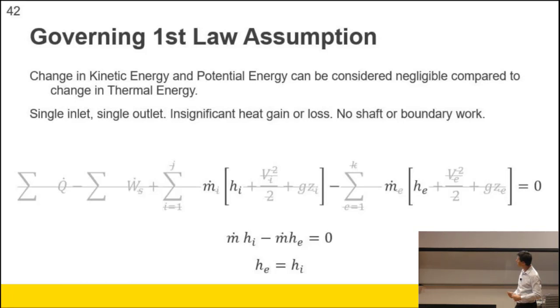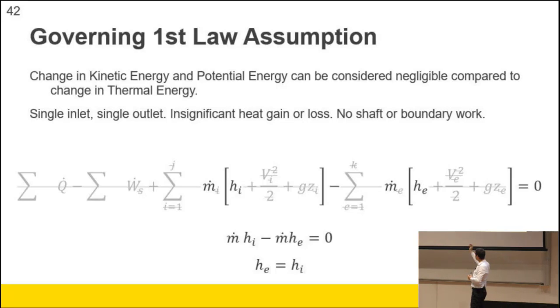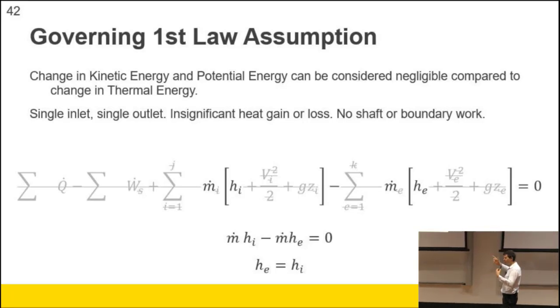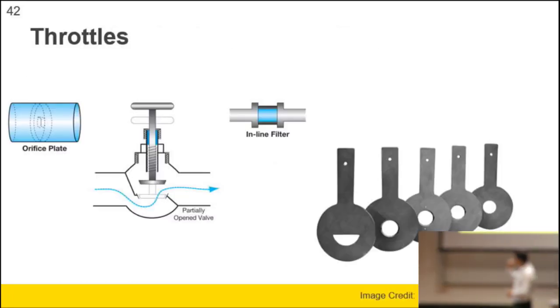The mass in must equal the mass out. We say the velocities and potential energy are negligible, changes in that are negligible. So with a throttle, you say enthalpy in is equal to enthalpy out. That seems trivial. We'll go back to our air conditioner example and we'll do a calculation and show that it's not.